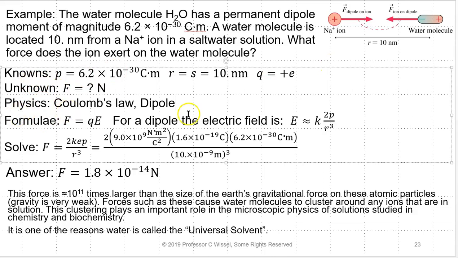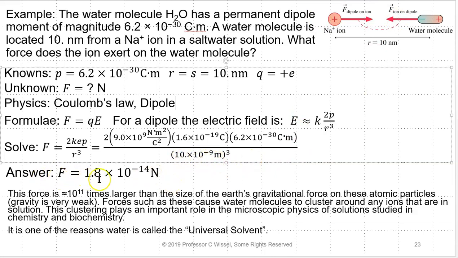The physics of this is Coulomb's law and a dipole. The formula is F equals qE. For a dipole, the electric field is approximately equal to k times 2p over r cubed. Force equals 2 times k times e times p over r cubed. So it is 2 times the k of 9 times 10 to the 9th newton meter squared per coulomb squared. The charge on the electron is 1.6 times 10 to the minus 19th coulombs. The dipole moment is 6.2 times 10 to the minus 30 coulomb meters. The separation distance r is 10 times 10 to the minus 9th meters, and that has to be cubed.